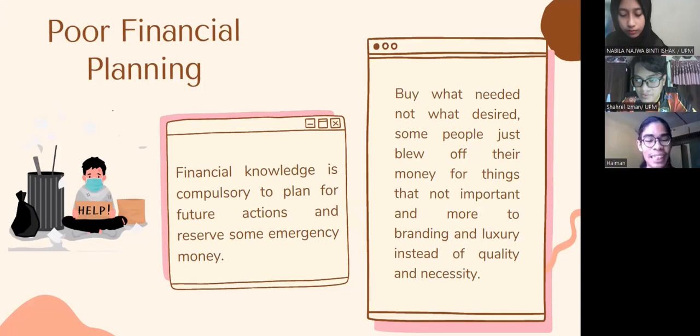Therefore, some common sense has to be built in order to have a stable financial situation, and poverty can be avoided.